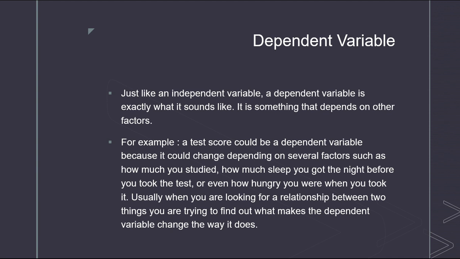For example, a test score could be a dependent variable because it could change depending on several factors, such as how much you study, how much sleep you got the night before you took the test, or even how hungry you were when you took it. Usually, when you are looking for a relationship between two things, you are trying to find out what makes the dependent variable change the way it is.